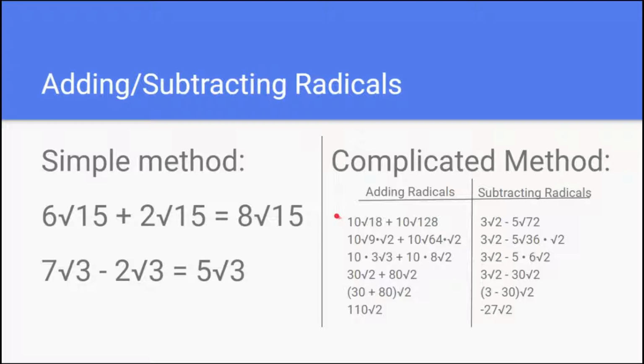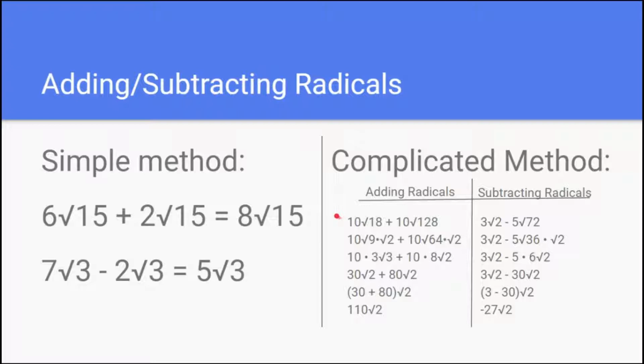Now, notice that you have like terms. So now all you have to do is add the coefficients. 30 plus 80, radical 2, which would be 110 radical 2.